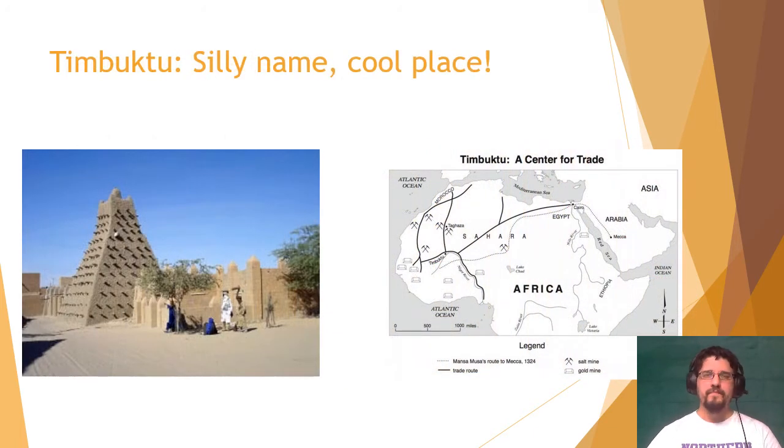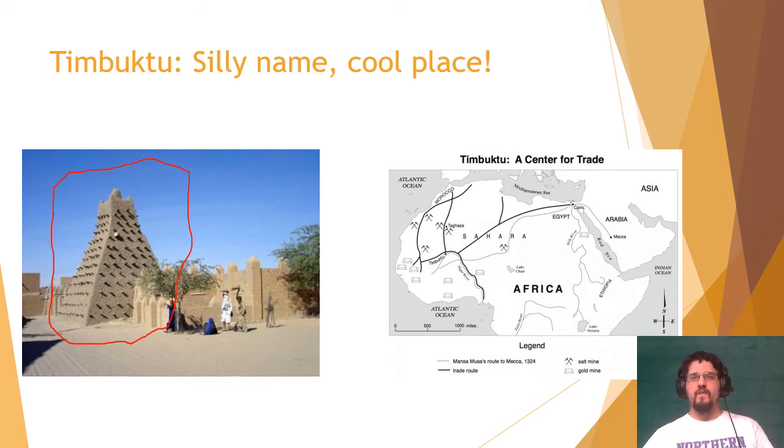For example, on the left here, we actually have a university in Timbuktu. Which is pretty impressive, and it's been open for several hundred years. Over here, you can see where Timbuktu is. I have circled it in red now, and you can see it is at the center of this really massive trade hub, swapping gold for salt.